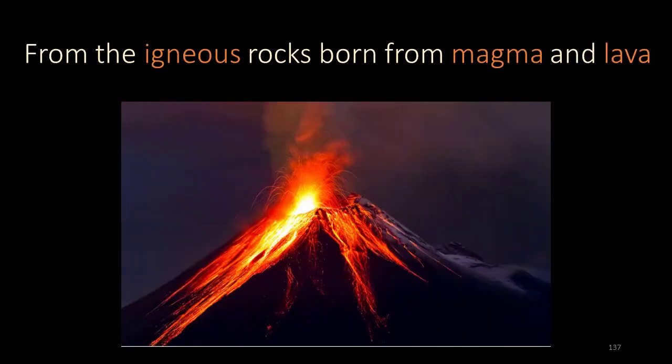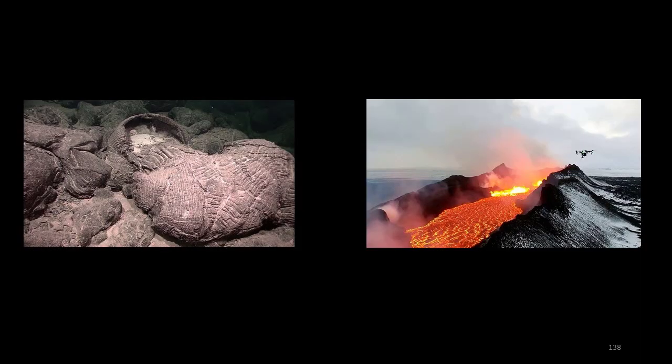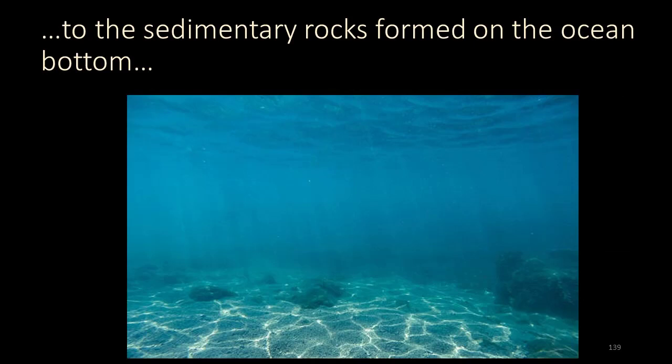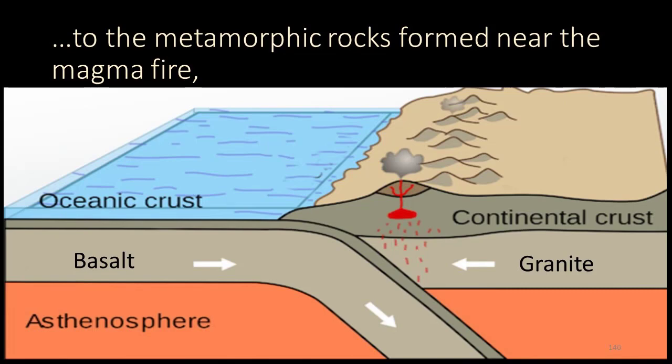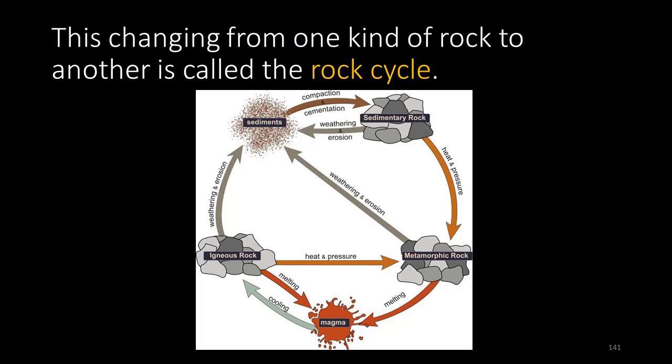From the igneous rocks, from magma and lava, to the sedimentary rocks formed on the ocean bottom, to the metamorphic rocks formed near the magma fire. This changing from one kind of rock to another is called the rock cycle. And that's the story of rocks.